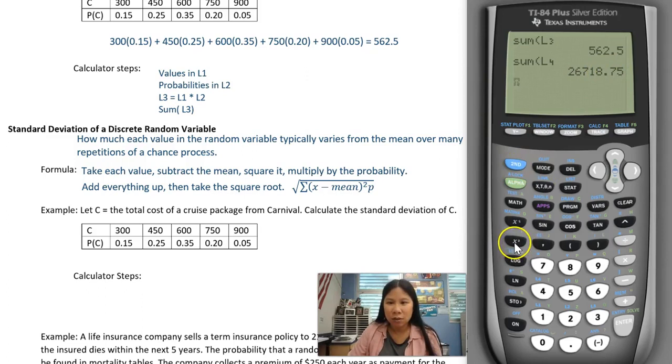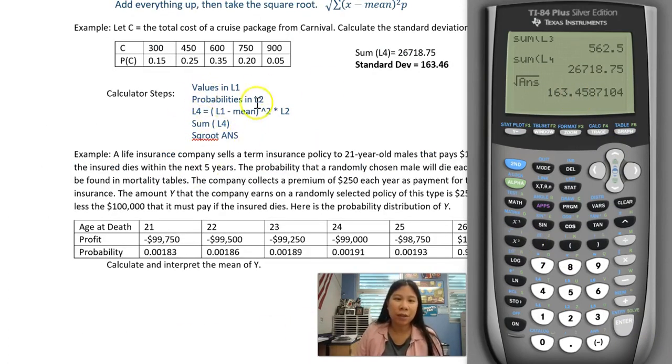So square root of the answer I just got, or if you want to copy paste by scrolling up and hitting enter, we get 163.46 if we round to 2 decimal places. All right, so just writing out my calculator steps right here, we end up with our standard deviation of 163.46 if we round to 2 decimal places. And that's how you're calculating the standard deviation.